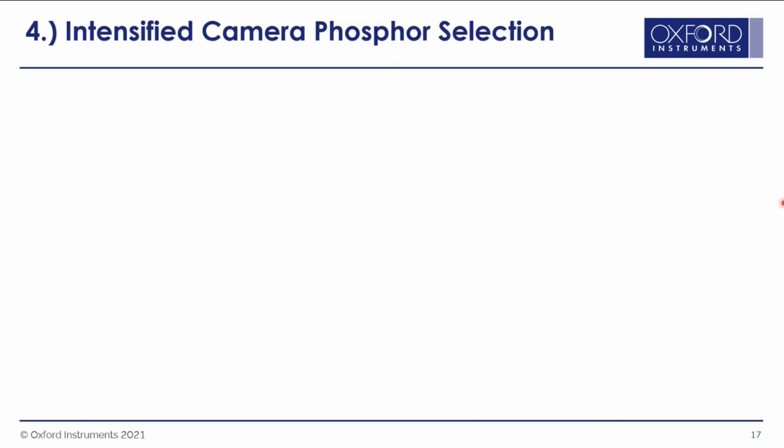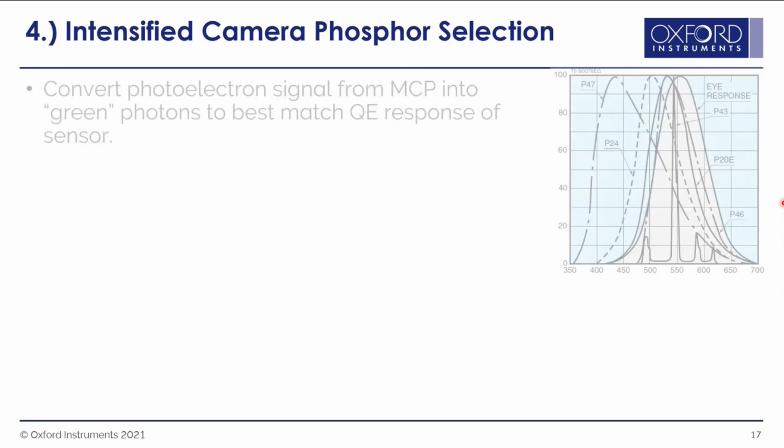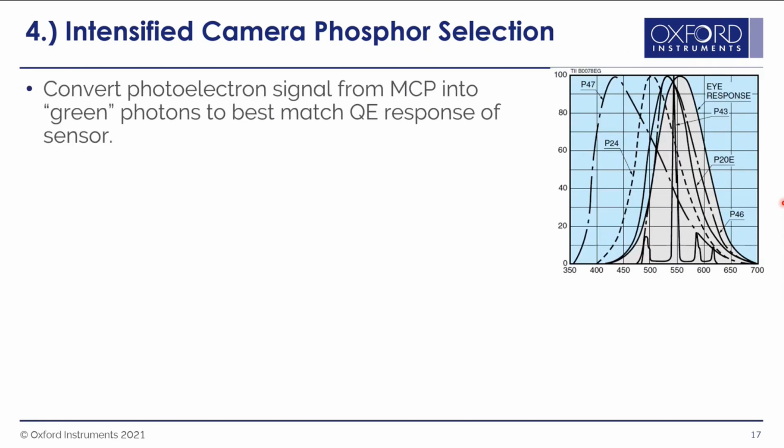So behind the microchannel plate, we have obviously our phosphor screen that's converting our electrons back into visible light that our sensor can detect. Typically this converts these electrons into green photons, which best match the quantum efficiency of the sensor. Hence why night vision goggles, etc., are all green. And the most common phosphor that we tend to use is P43, and you can see it in this peak here. We also use P46 in some instances as well.